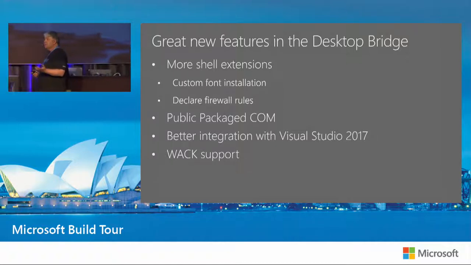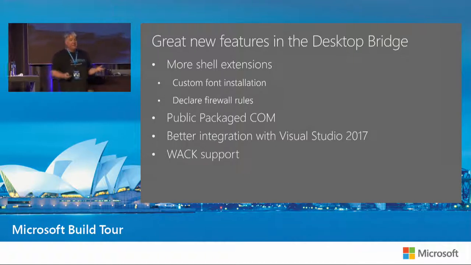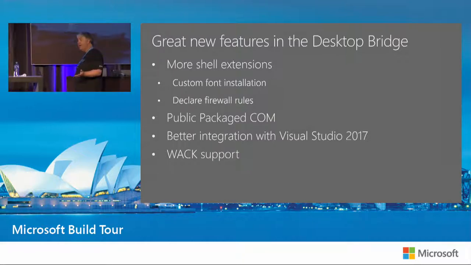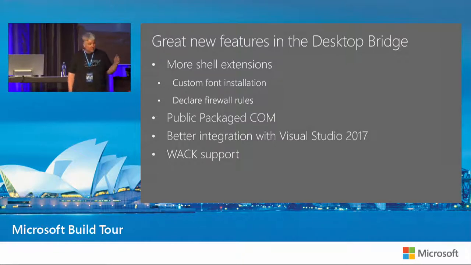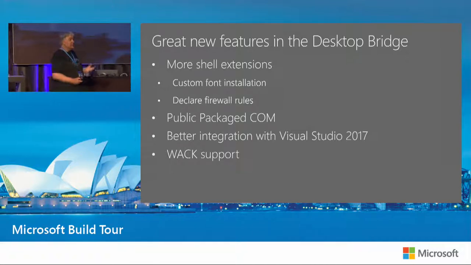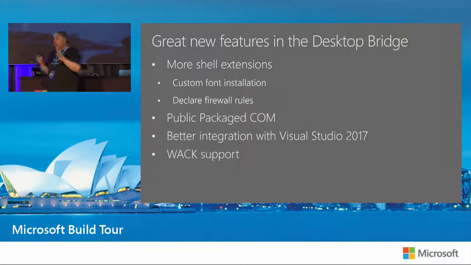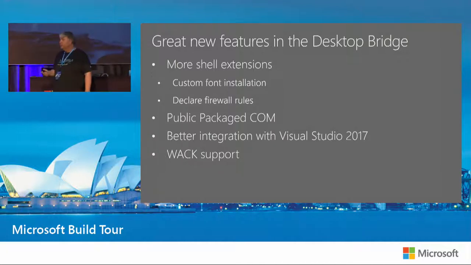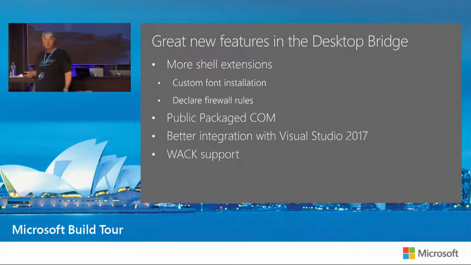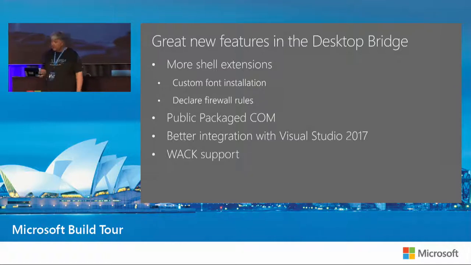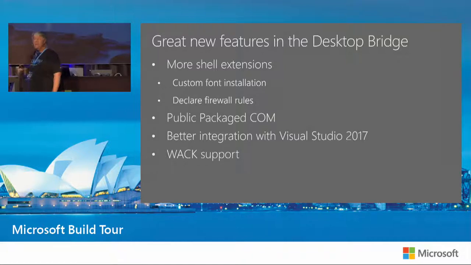So more shell extensions, what does that mean? Well, basically, there are 16 million Win32 apps out there, and they all have special needs. Like if you double-click on your file type, you want it to launch your app. Well, these shell extensions allow you to specify what your requirements are and how you relate to the operating system. So for example, if your app has custom fonts that can be available to other apps, you can add an extension to the manifest that describes just that. You can declare firewall rules. You can actually implement a COM server now with these extensions.